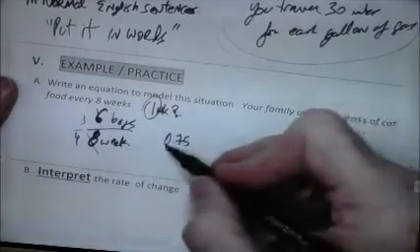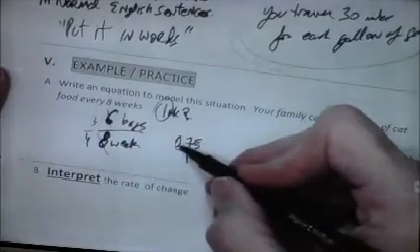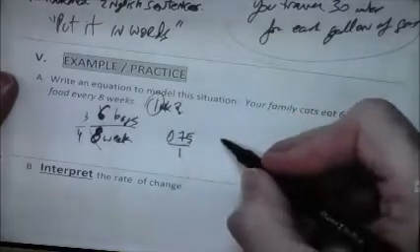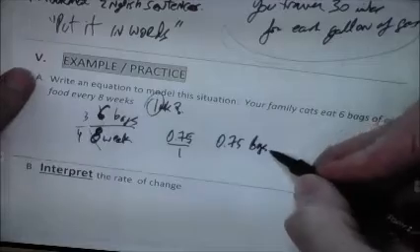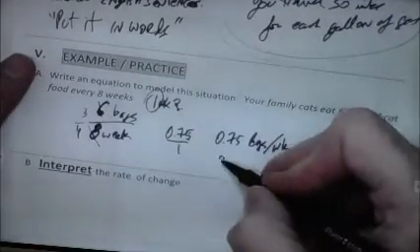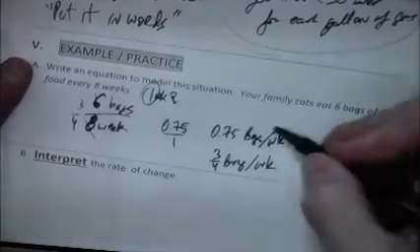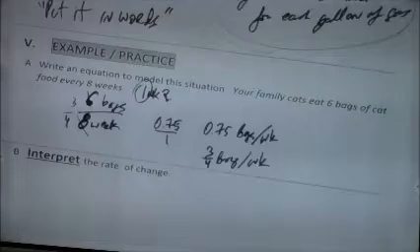So it's 0.75 over 1. So if I do 3 divided by 4, I'm really having 0.75 over 1. So it's 0.75 bags per week, or you could say 3/4 of a bag per week. So both of those would be mathematically correct and both make sense. Okay?